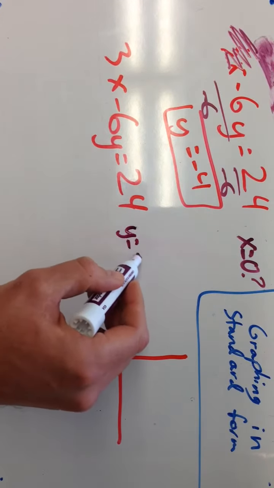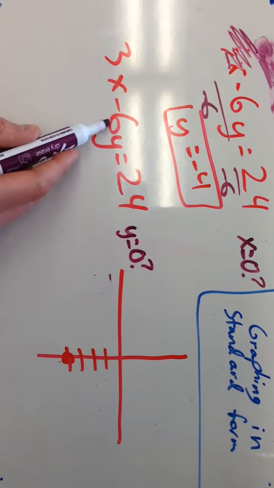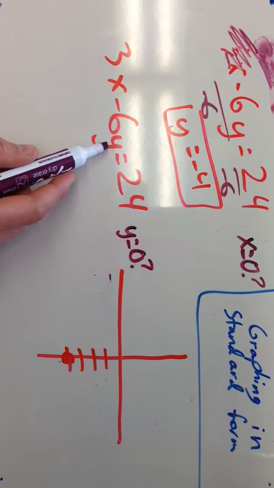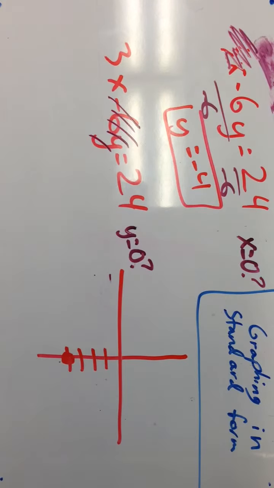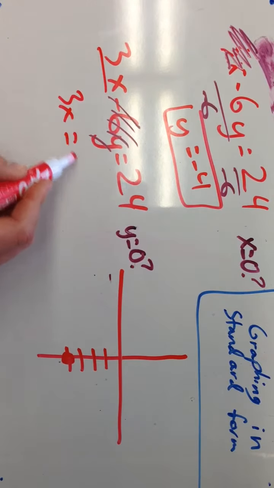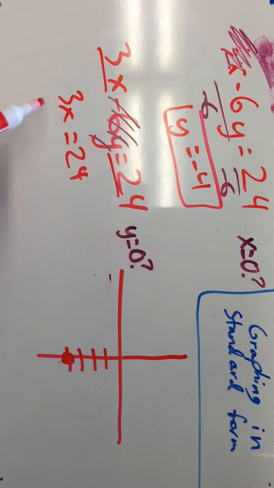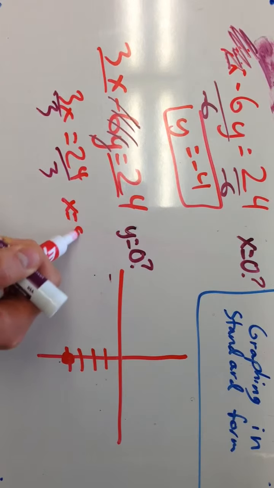What would happen if y equals 0? Okay, well, if y would equal 0, then 6 times 0 is nothing. If I plugged in a 0 there, that's going to disappear. So really all I have left here, and I'll rewrite it so they're sitting next to each other, is 3x equals 24. Well, to solve this equation, I'm one step away. I just need to divide both sides by 3, and I get my solution of x equals 8.